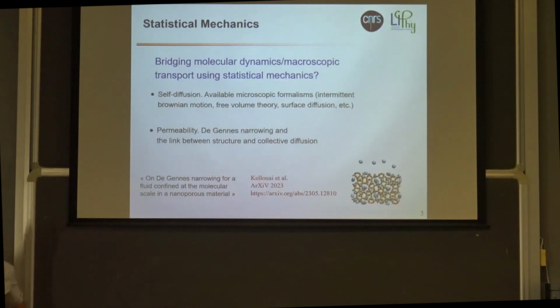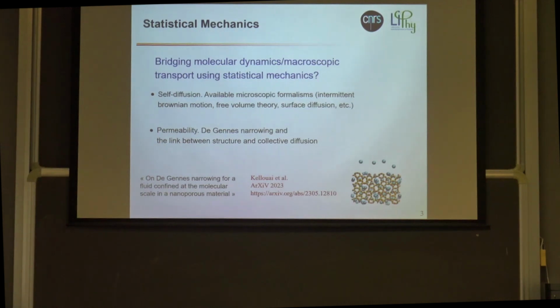Because of this breakdown of continuum level approaches, we need to turn to a different physical model. So we're going to use statistical mechanics, because it's based on molecules, so it's the perfect frame. And this is where we run into problems. For self-diffusion, where you're looking at one molecule and following its path, its trajectory, we have many models: Brownian motion, free volume theory, surface diffusion, etc.